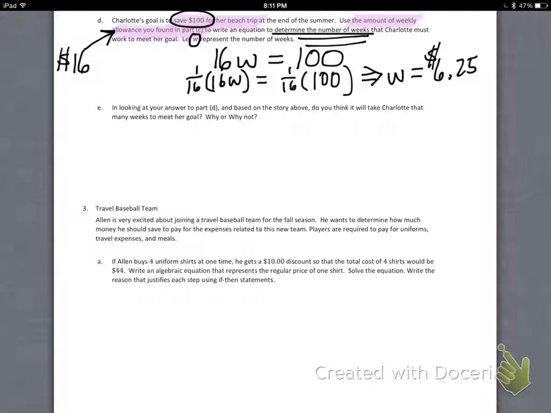Okay, well, hopefully you didn't find this one too tricky. It might be a little bit different than the ones we've done in the past, but very simply, she makes $16 a week.